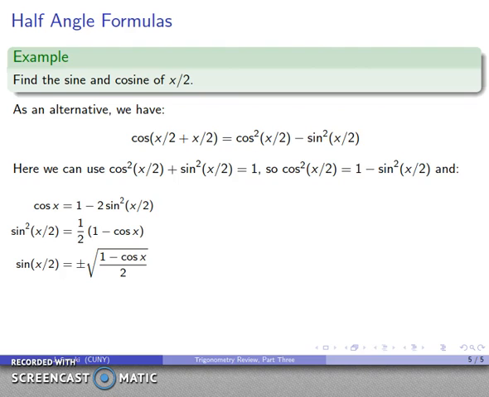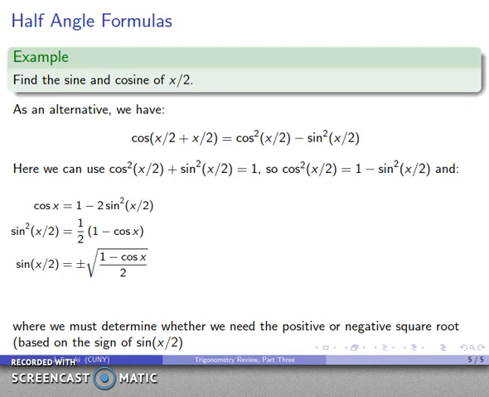Now, there is that plus or minus that I have to deal with any time I take a square root, and I can determine whether I'm using plus or minus depending on the value of x over 2, what quadrant I'm in. The sign of that will be positive or negative. And so I do have to do that little last bit of analysis.